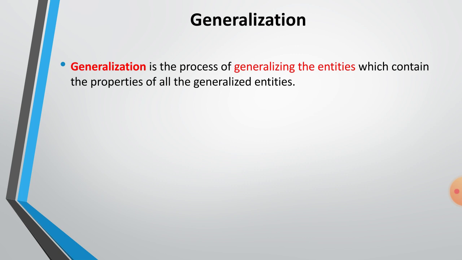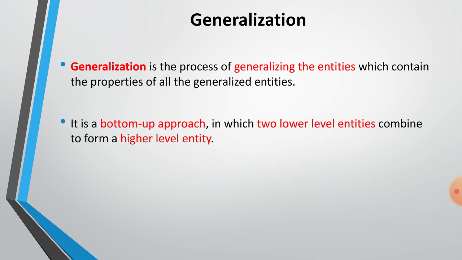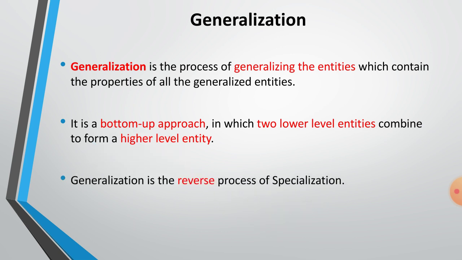Here we are generalizing all the entities. It means combining all the entities. Whenever we are combining, a new level entity will be formed. See the example. We already discussed it is a bottom-up approach. In this approach, whatever lower level entities we considered, after combining all those lower level entities, a new entity will be formed. Okay, and also it is a reverse process of specialization.